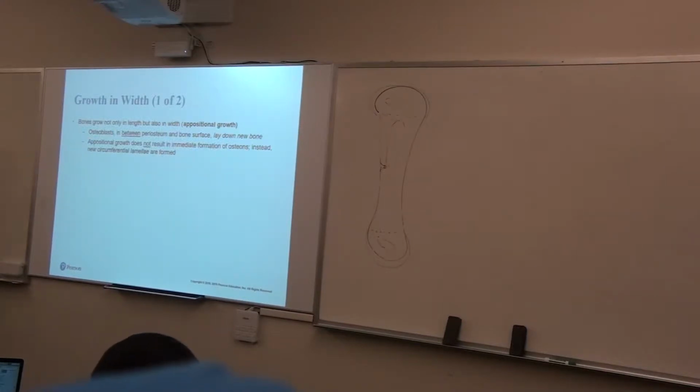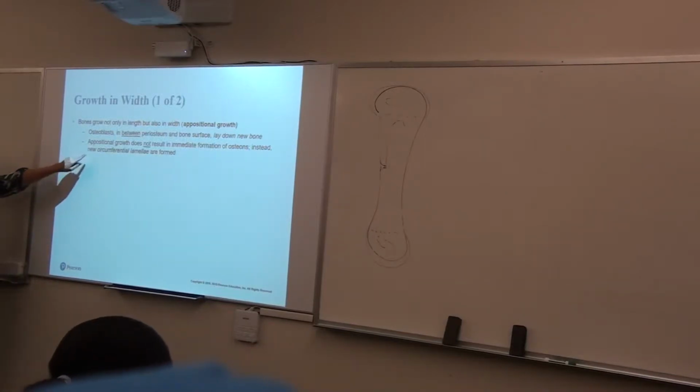So the cells that are actually going to make your bones grow wider and thicker are cells that are located on the very outside of your bone. If I was holding a bone here, the bone cells that I'm touching are the ones that are going to actually divide and create new rings, so to speak, around the entire bone for this appositional growth. So what is formed are something called circumferential lamellae.